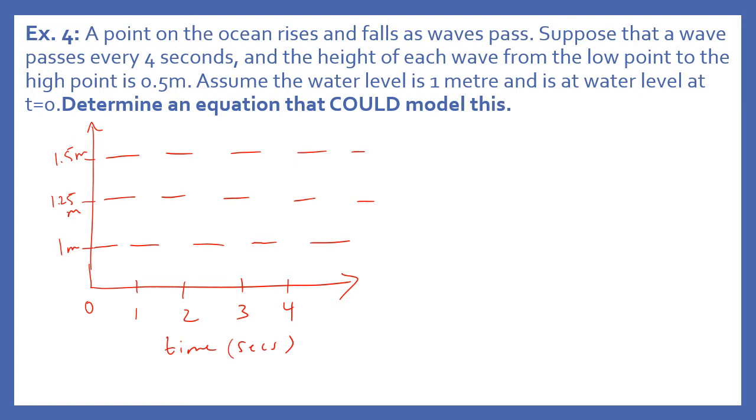At time equals 0, it's at water level, which is 1 meter. So down here. It passes every 4 seconds, so that means that at 4 seconds, you are back to the beginning, where you started. Again, how do I get the rest of my points? Well, halfway between two minimums would be the maximum. So at 2 seconds, we're at our maximum. There's our wave. And then halfway in between those, you're on your equation of axis.